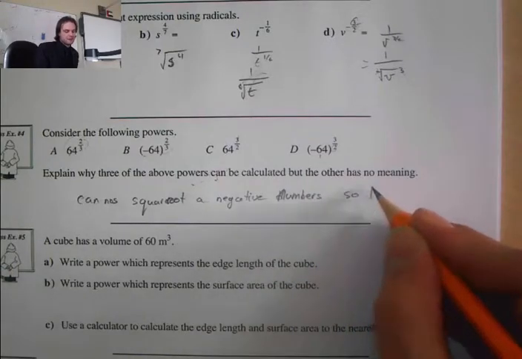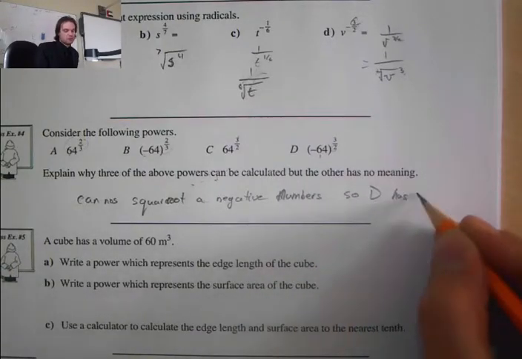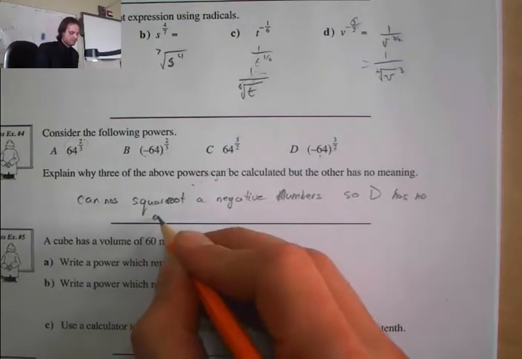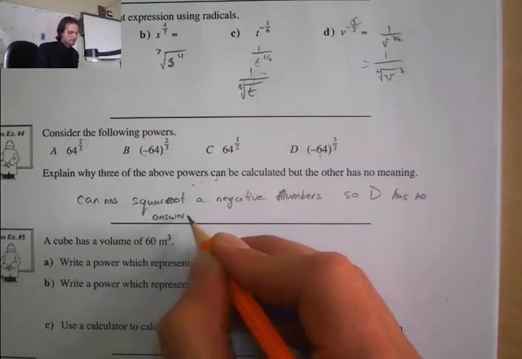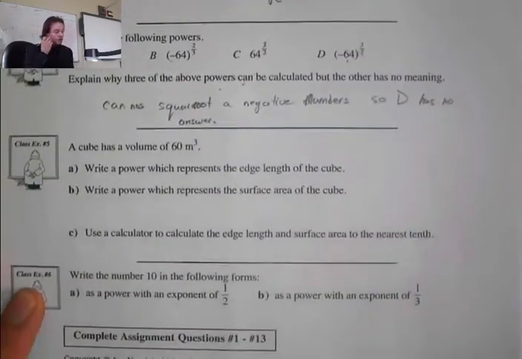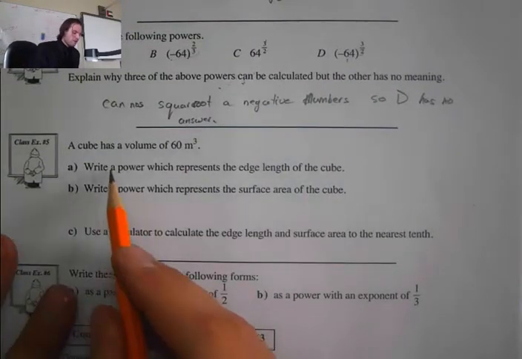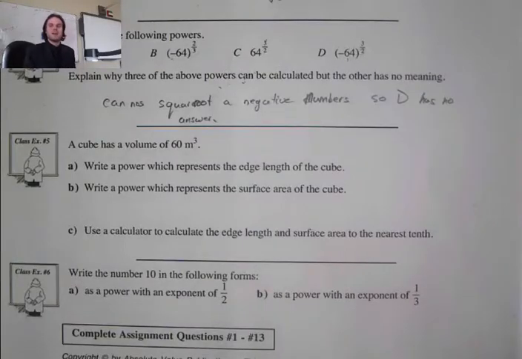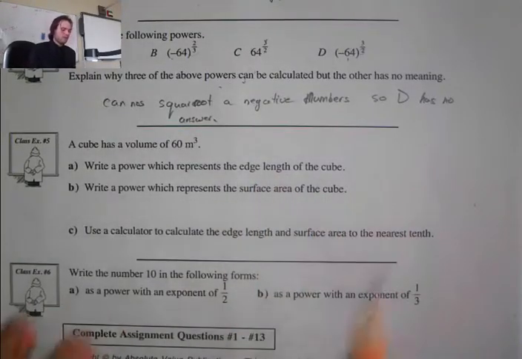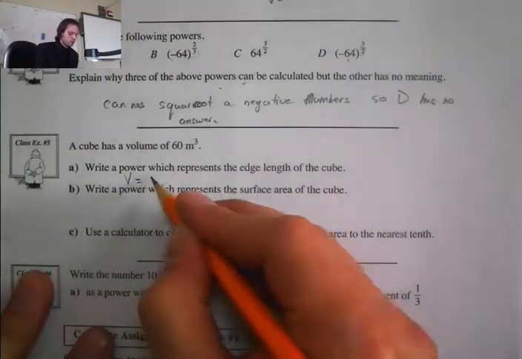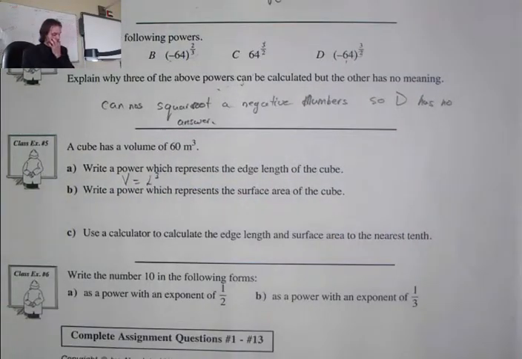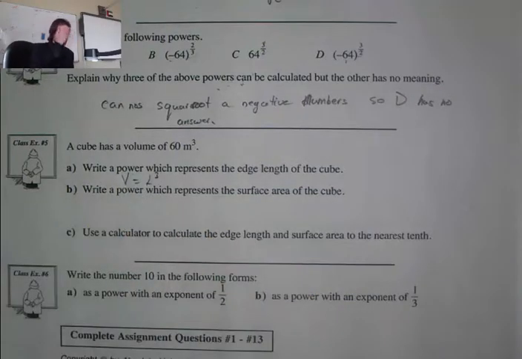So D has no answer. Okay? Now let's take a look at number 5. A cube has a volume of 60 meters. Write a power which represents the length of a cube. Well, my volume is equal to my length cubed. So if I want to try and find my length, what am I going to do?